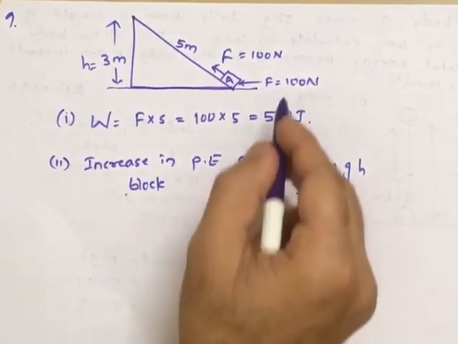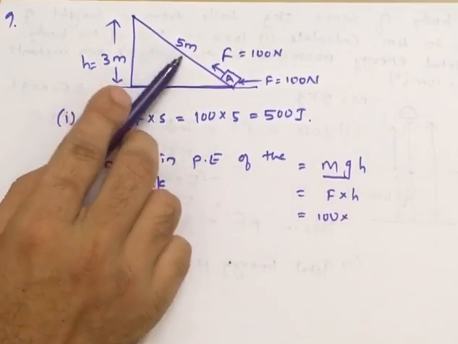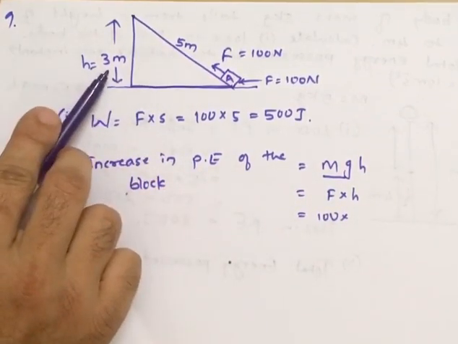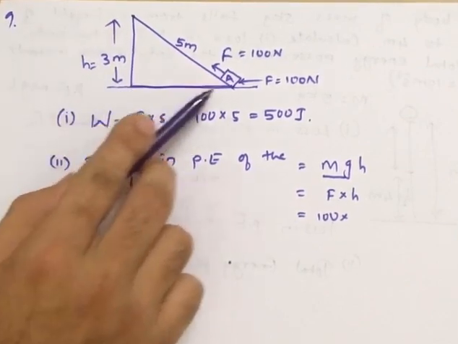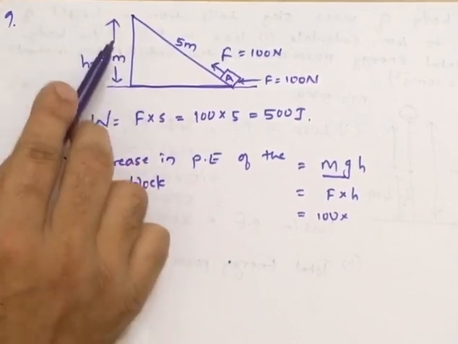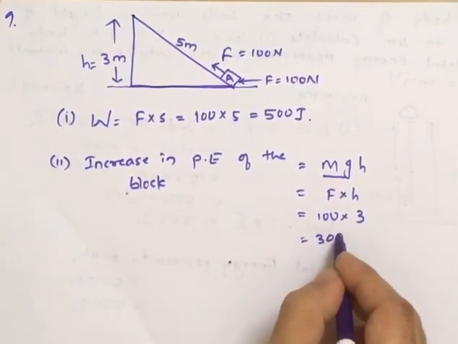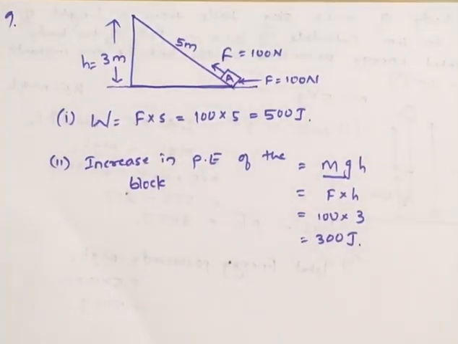So what is the force? 100 Newton. What is the height? The height is not 5 meters, the height is 3 meters, because it should be taken from the ground. This is the distance traveled. This becomes the displacement or the height. So that is 100 into 3, equal to 300 joules.